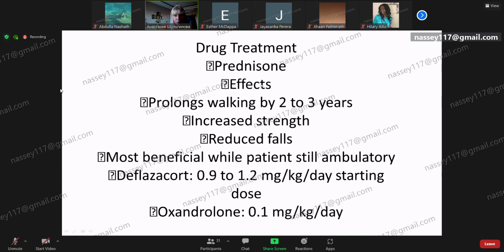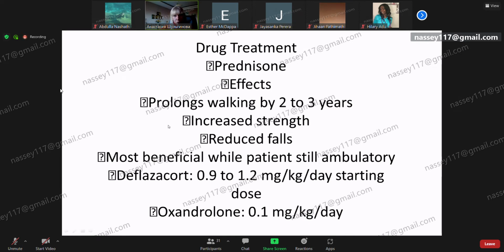As I said before, prednisolone. Its effects: prolongs walking by 2-3 years, increases muscle strength, and reduces falls. Then oxadrenaline, what groups of drugs can we prescribe more? The same, for the same effects. And deflazacort. They influence in the same way: prolonged walking, increased strength, but saying one more time that we cannot stop the speed of the progression.